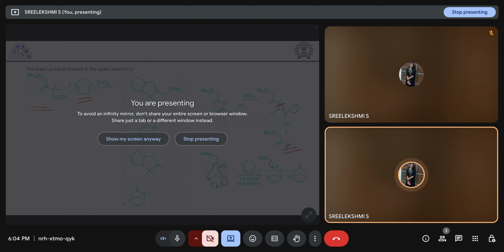And then this carbocation will undergo 1,3 dipolar cycloaddition. So this is the dipole and this is the dipolarophile, and it will undergo a 1,3 dipolar cycloaddition with the cyclopentadiene to form this compound, and elimination of this SiMe3 will result in this diene compound. So that is the correct answer, option 4. So this is an example of a 3 plus 2 cycloaddition reaction.